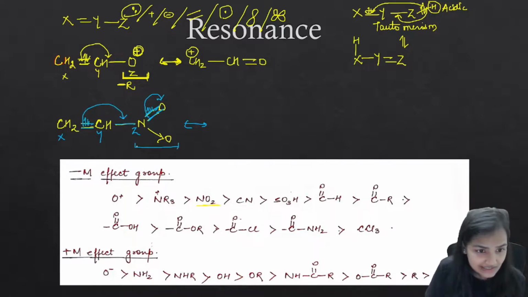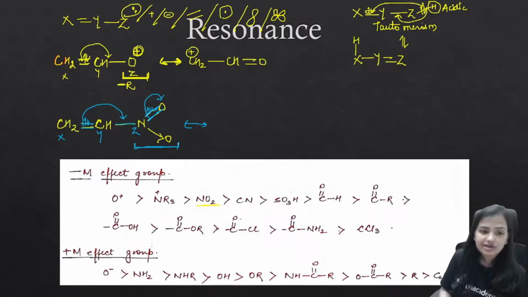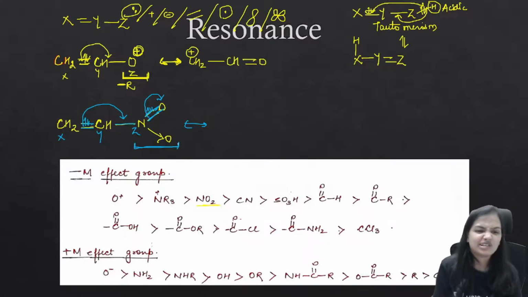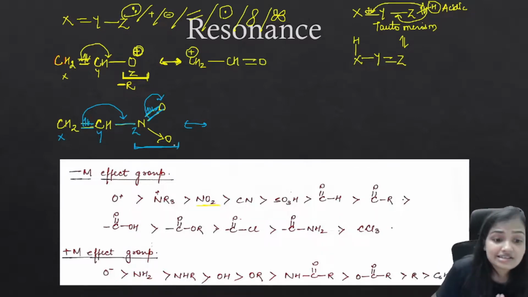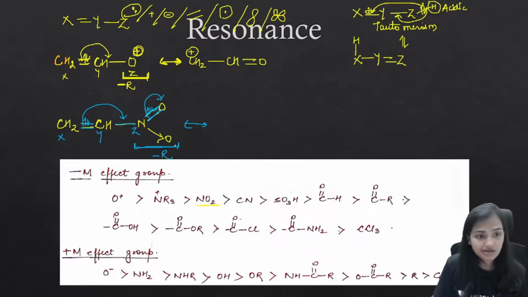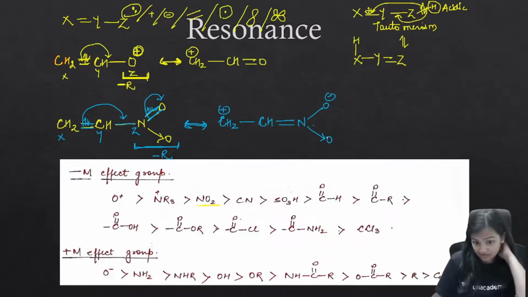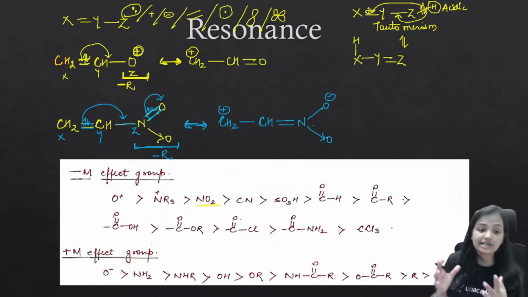Now what type of guest is this? If I ask you, NO2 is coming to your house, what type of group is this NO2? Is NO2 bringing something to your house? No, this is such a guest who is taking the electrons from us, who is taking the chocolates from us. So we would say that this NO2 is minus R in nature. So the resonating structure for the question is going to be CH2 positive, CH double bond N, O negative, and this is going to be the same. So this is the resonating effect.